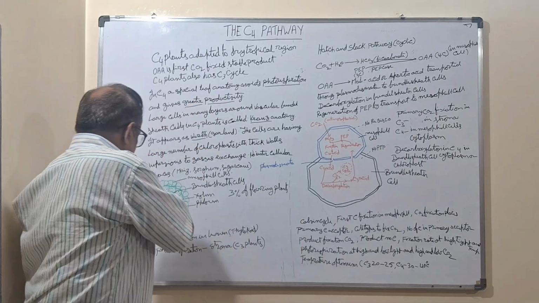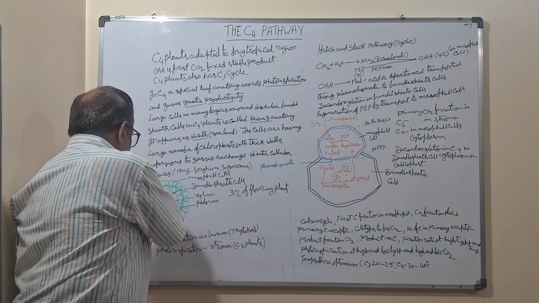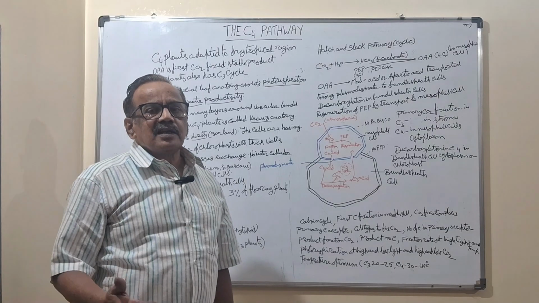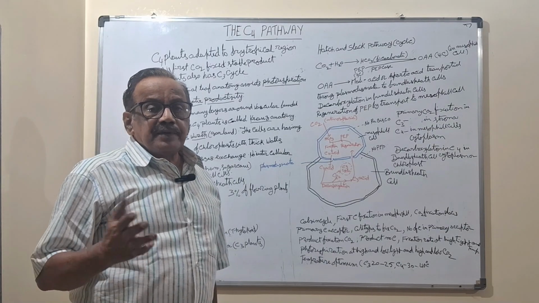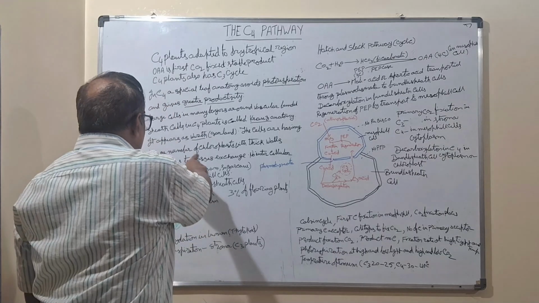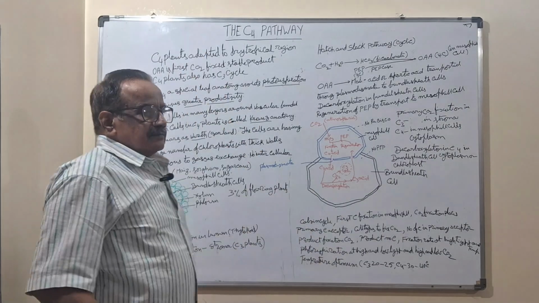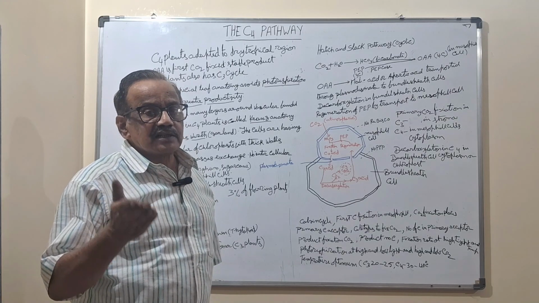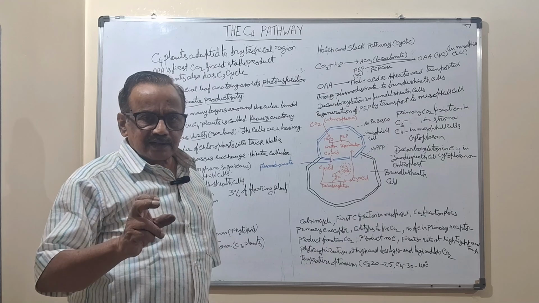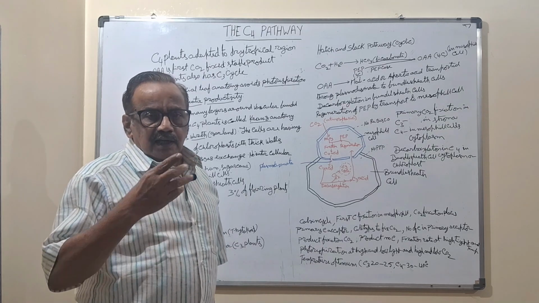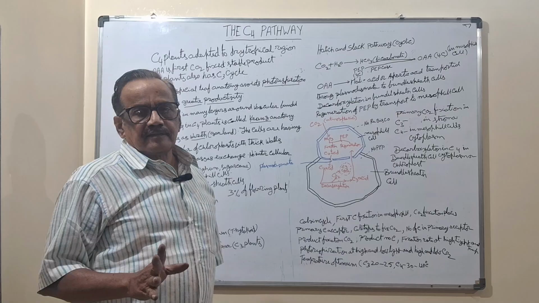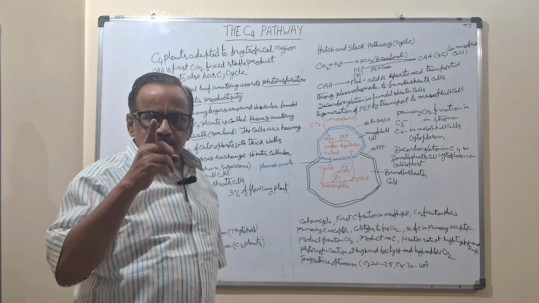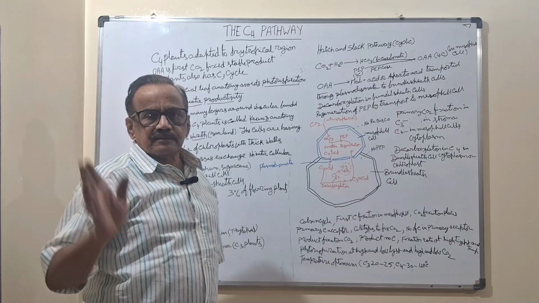Kranz anatomy means, here you see, this is the vascular bundle. Around the vascular bundle, big, large cells are present in multiple layers, and they appear like a garland. Garland means big size cells. Remember the point: compared to mesophyll cells, they are big cells present around the vascular bundle inside the leaf. If you find that in the transverse vertical section of a leaf, that plant belongs to C4. This is an important point.